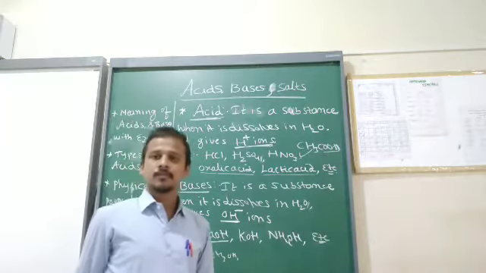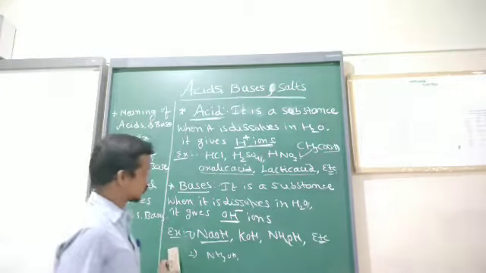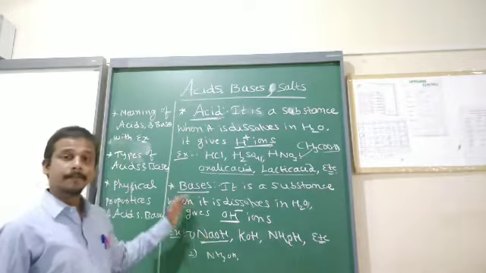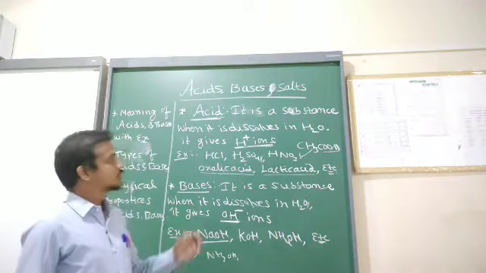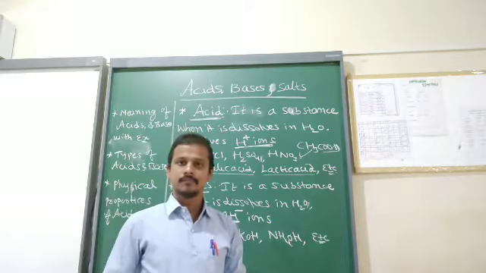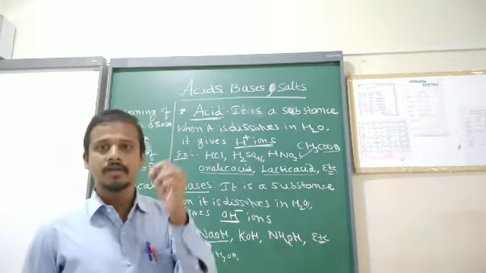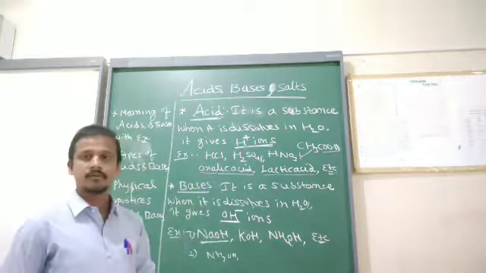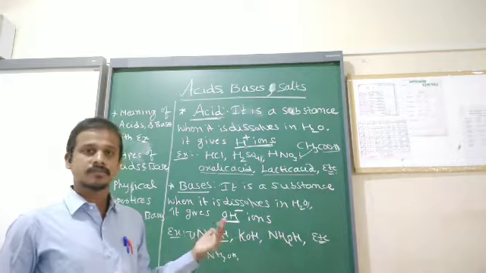Next, what are the physical properties? Acids are sour in taste, while bases are bitter in taste. How do we come to know about an acid? For example, a lemon. While tasting, you find it is sour. Which acid is present in that lemon? Citric acid. You can taste food and fruits and judge which acid is present.